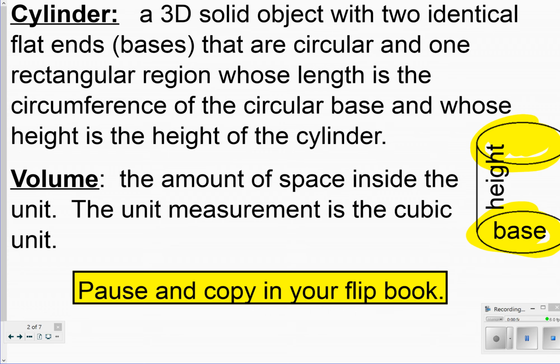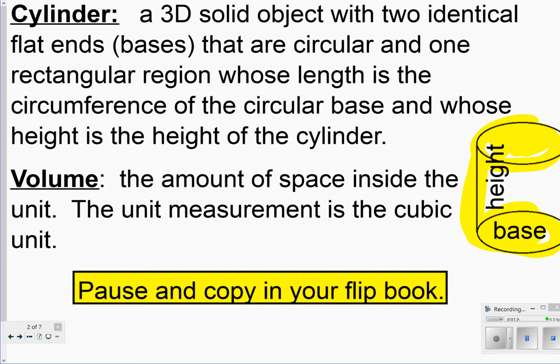So if we were to take this cylinder and cut one side down and lay it flat, we would see that the ends would be circular, but the middle part, if we laid it flat, would look like a rectangle in between these two circular shapes. And so the length of the rectangle would be the circumference of one circle, and the height of the rectangular shape would be the height that goes from one circular base to the other base. Okay, so going from top to bottom.